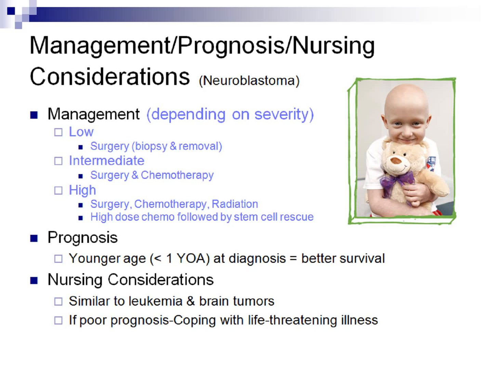So when we look at neuroblastoma, the management really depends on how severe. Obviously, if you could catch this early, doing surgery, doing a biopsy, removing the tumor would be great. If you have intermediate development of disease, you have surgery and chemotherapy, and unfortunately, many of these kids have already had metastasis, and they may need surgery, chemotherapy, radiation, depending on where it's metastasized to, and some of these kids will have high-dose chemo followed by stem cell rescue.